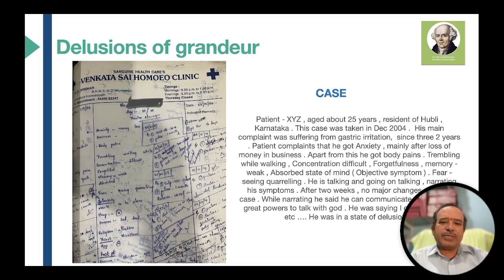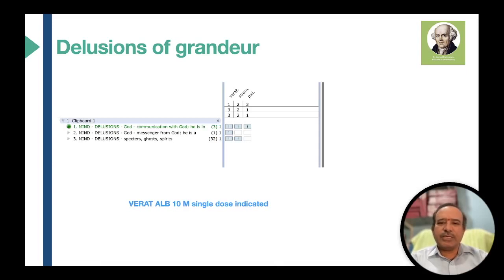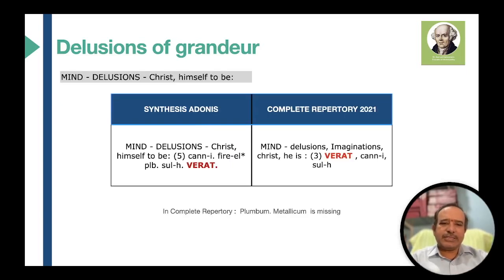But based upon the complete analysis and complete case taking, and as we all know that every case is an individual case, we need to select the remedy based upon individualization. In this case, after selecting Veratrum album 10 single dose, I got a very good result and the patient benefited much. Let us read one more rubric: mind, delusions, himself to be Christ.